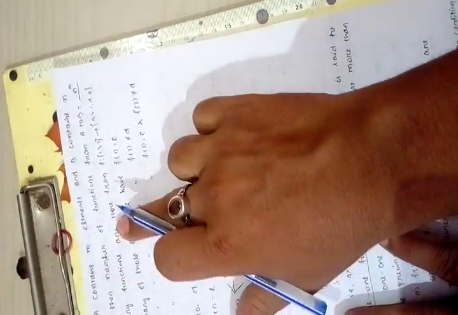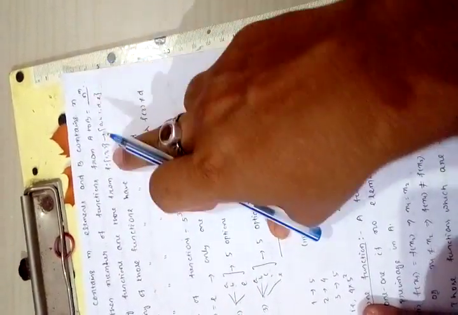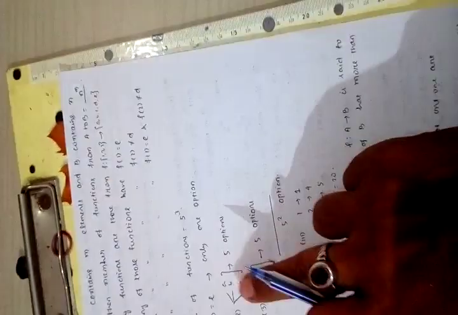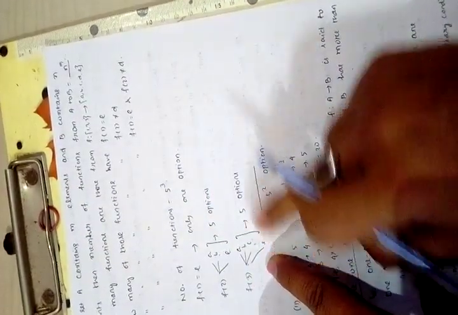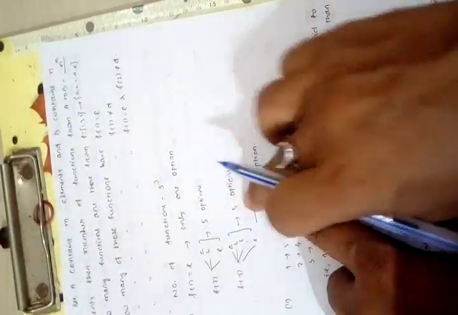Now, how many functions are there from the set {1, 2, 3} to {a, b, c, d, e}? Here set A contains 3 elements and set B contains 5 elements, so the answer is obviously 5 to the power 3, that is cardinality of B to the power cardinality of A. In this question, how many of those functions have f(1) equal to e? As f(1) equals e, f(1) has only one option, but f(2) has 5 possible images and f(3) has 5 possible images. So the total number of functions is 1 into 5 into 5, that is 5 square.